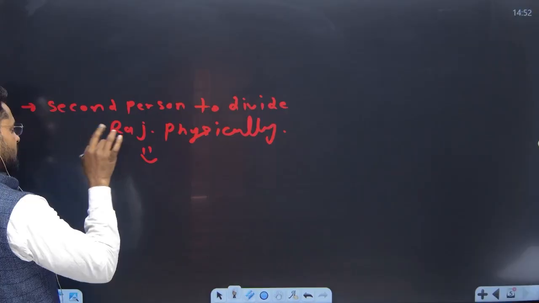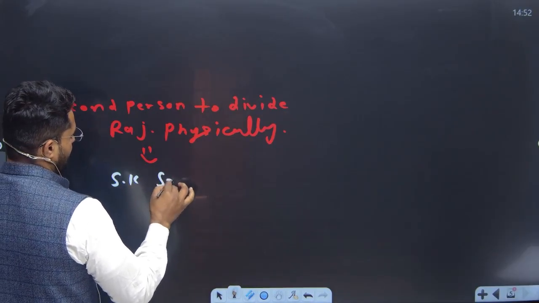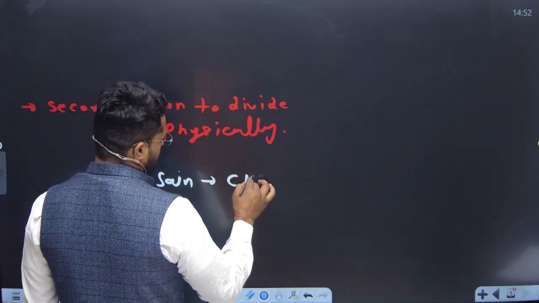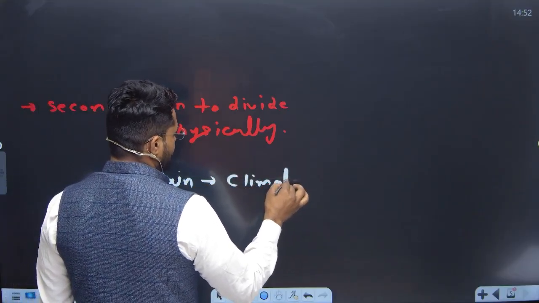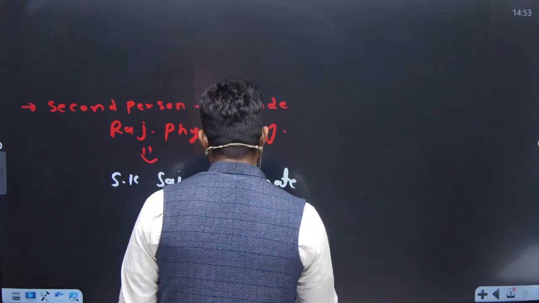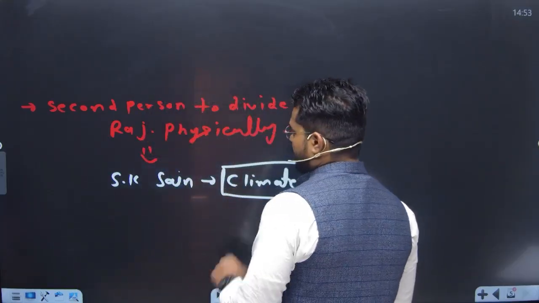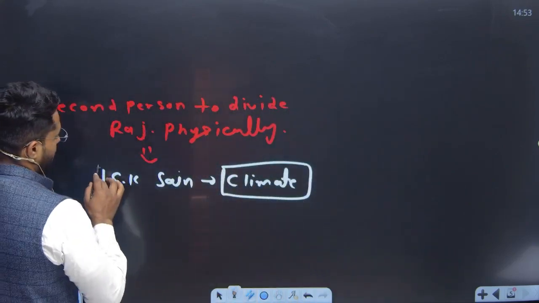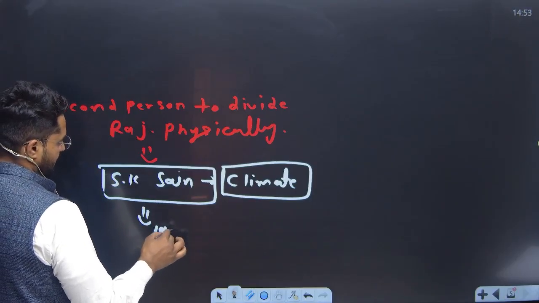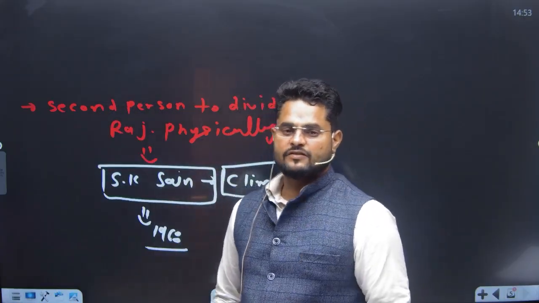We know that the first person was V.C. Misra and the second person was S.K. Sen. What is the basis of S.K. Sen's physical division? It is climate. S.K. Sen also divided Rajasthan physically in 1968.